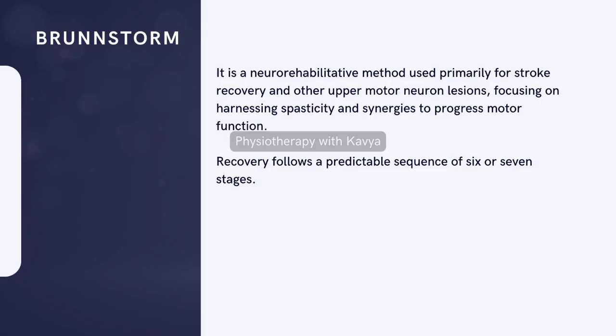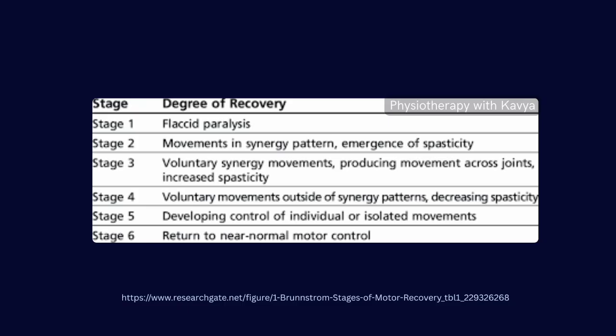Now we have Brunnstrom. It is a neuro-rehabilitative method used primarily for stroke recovery and other upper motor neuron lesions. It focuses on harnessing spasticity and synergies to progress motor function. The recovery follows a very predictable sequence of 6 or 7 stages. Like given in this table, stage 1 is flaccid paralysis, stage 2 is movements in synergy pattern and emergence of spasticity.